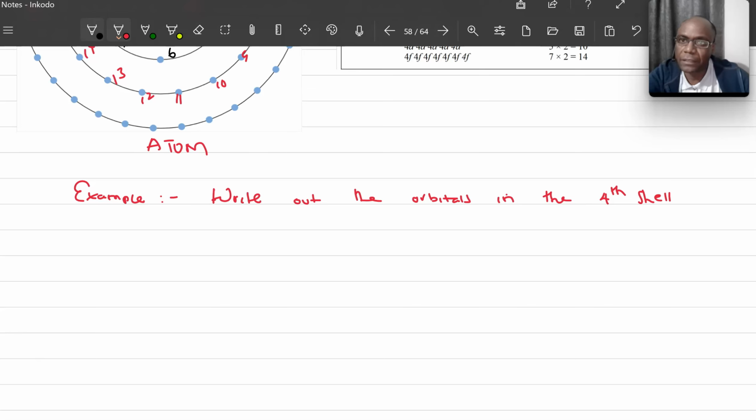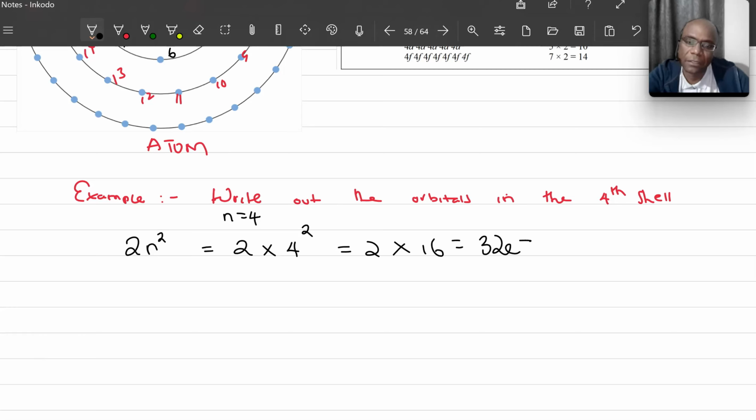So there are two ways, just to summarize what we've done. You can use the formula, so it will be 2 times 4 squared. Why? Because n equals 4. It will be 2 times 16. That gives you 32 electrons. That's one way. The other way is to start with the 4s, go to 4p, go to 4d.